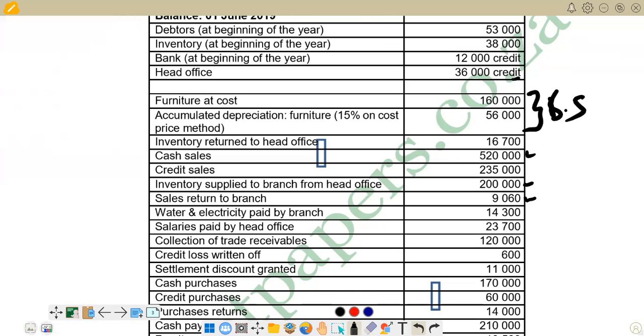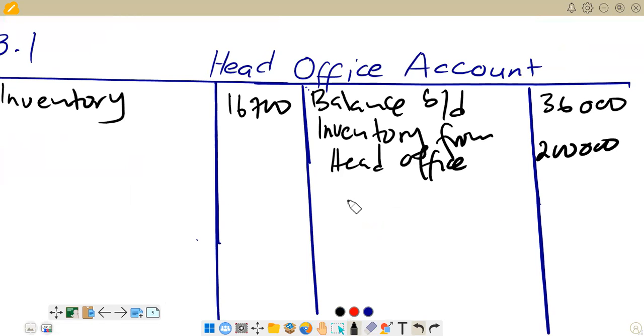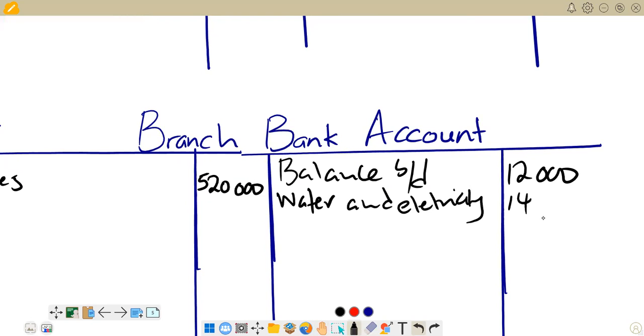So we go there and enter that one. Right, branch bank account, we see what we have. We are coming to the credit side there, and we are saying water and electricity. It is 14,300. So this is what we have, and then we go back to check the next one.